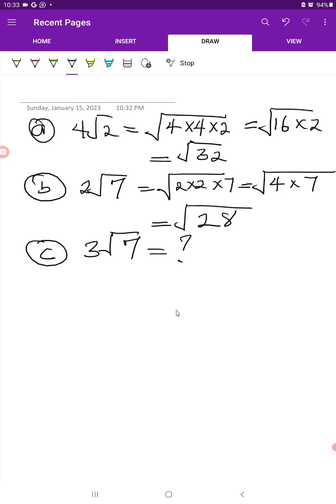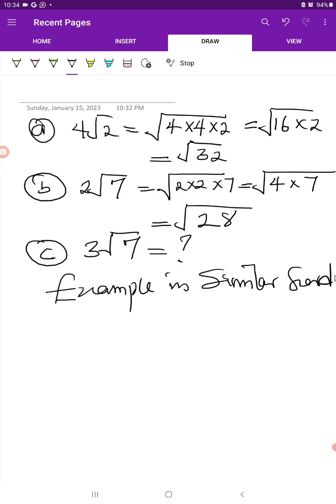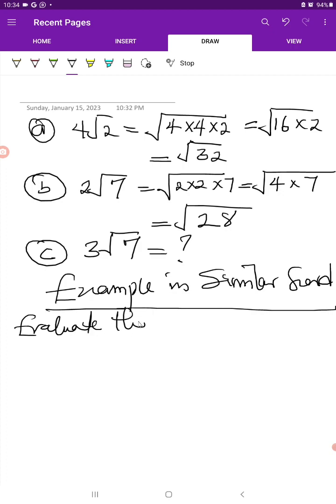So it goes further. We have another example on similar surds. Let's have the example. You said evaluate the following surds.